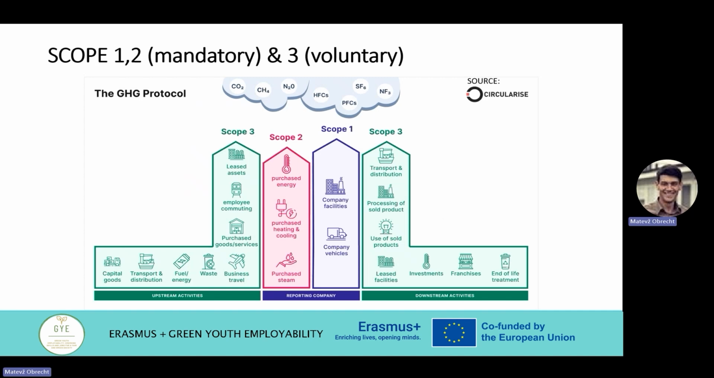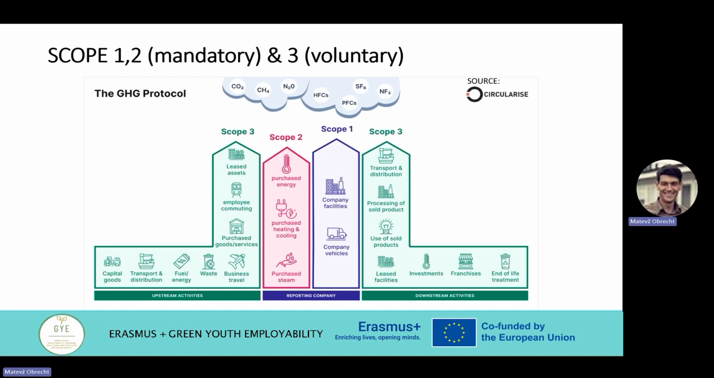So this is use of sold products, for example, end-of-life treatment, employee commuting, as mentioned, business travel with airplanes, for example, and so on and so on. So quite a lot of Scope 3 emissions could be expected, especially in the service companies. So if we have a production line, Scope 1 and 2 are prevailing. If we are having a service company, for example, Scope 3 is prevailing.